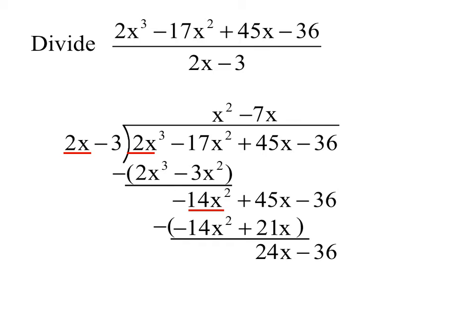2x times what equals 24x? Let's do positive 12. So I multiply it in, get 36. What you should end up with is a 0. Your answer is x squared minus 7x plus 12.